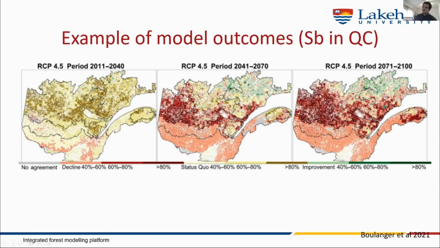The brown section here means no real change. The green means more black spruce, and the red means less black spruce. As you can tell, there are pretty dire predictions in this case for black spruce in Quebec.